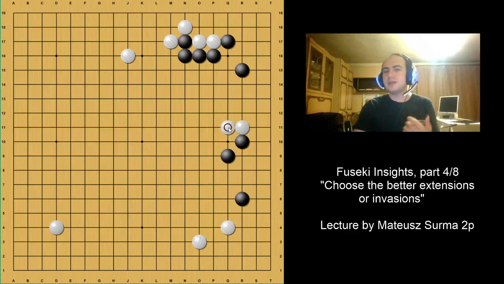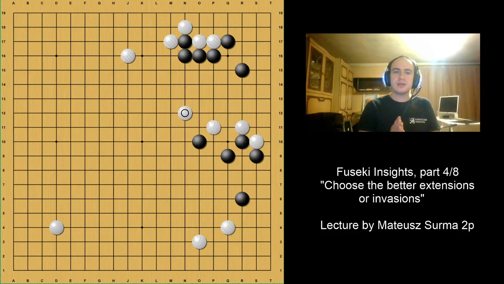So for example, instead of this simple extension, maybe white can think about a jump, so that white is a little bit faster, and in case black plays here, white can play, for example, this kind of exchange, so that even if black will cut some part of these stones, it will be still not that big.